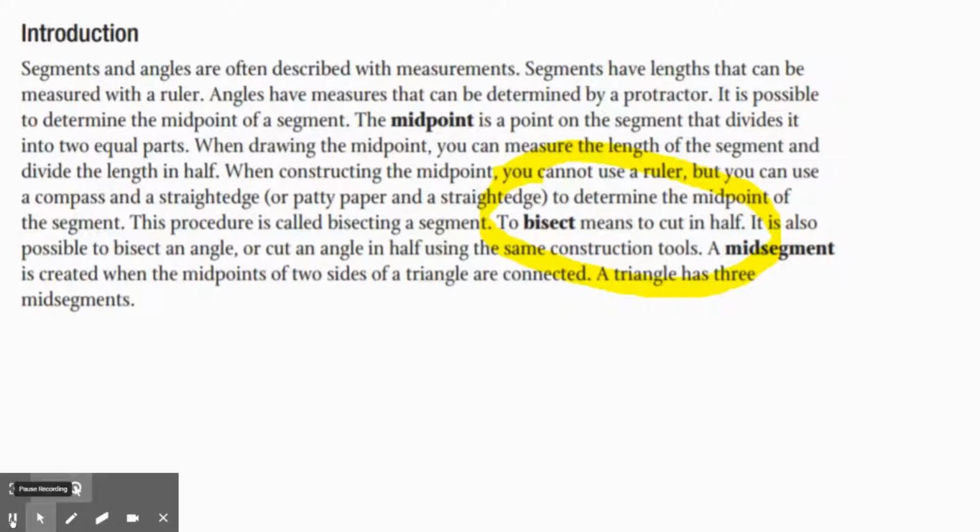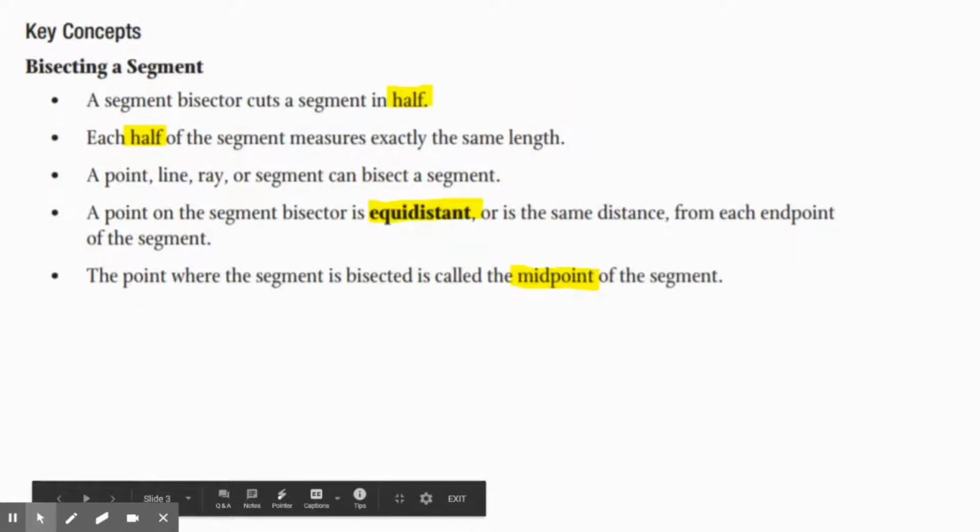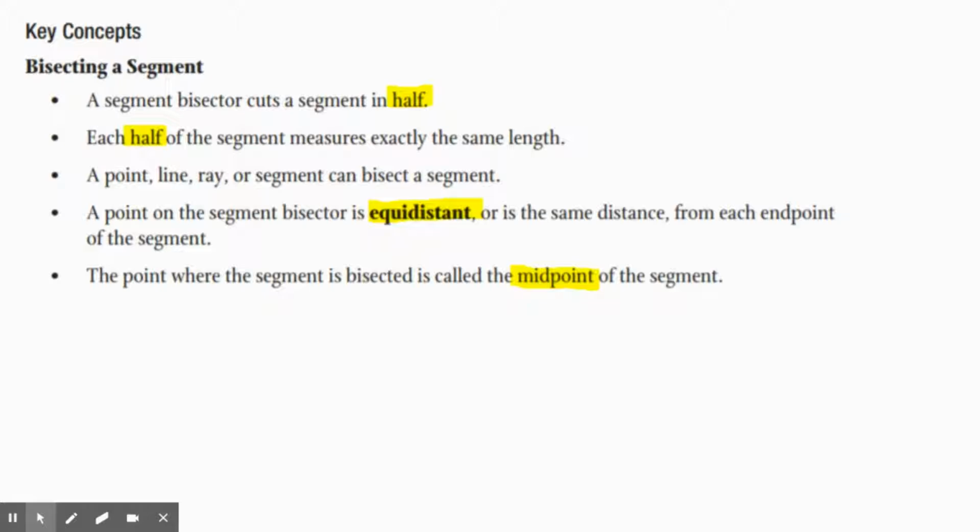Today we're going to be bisecting line segments and also bisecting angles. To bisect something means to cut in half, and in terms of a segment, we're going to be finding what is called the midpoint. Now that midpoint from the endpoint is going to be exactly half of the entire length of the segment. It's going to create two congruent or equidistant line segments.